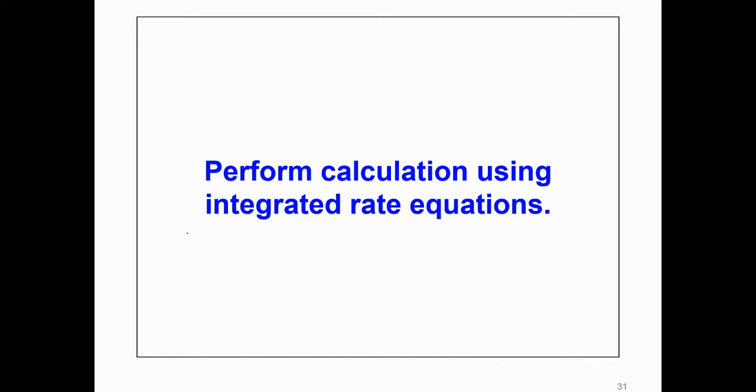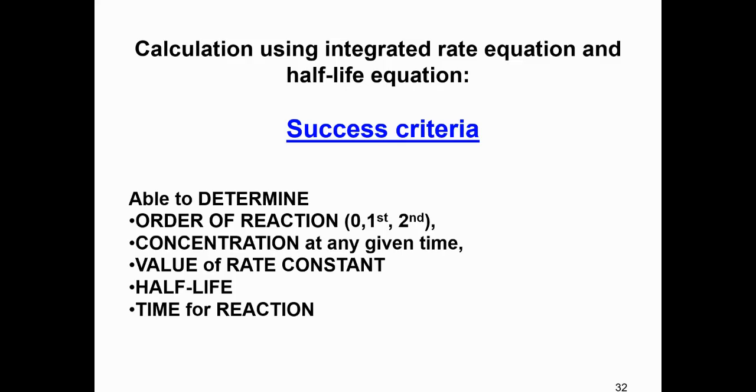How to perform calculations using the integrated rate equation. When we use the integrated rate equation or the half-life equation, being able to determine the order of reaction will be one of your success criteria. You can also determine the concentration at any given time, then the value of the rate constant, half-life, and time for reaction. Now let's look at some examples.